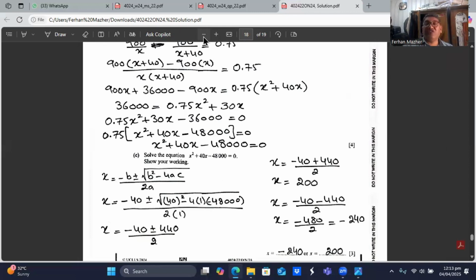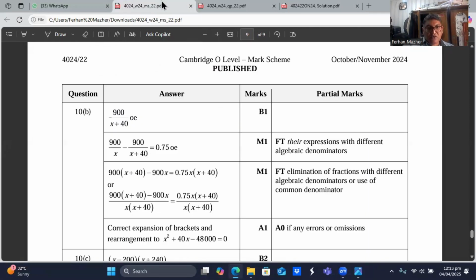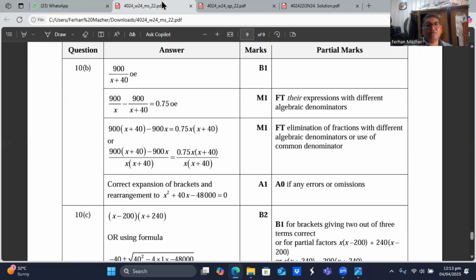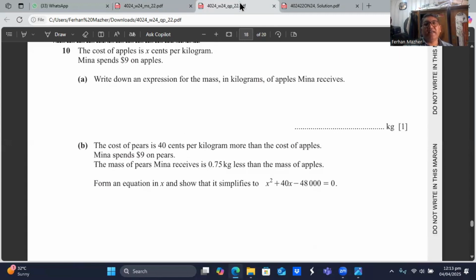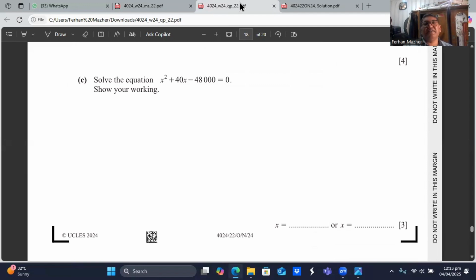And this is the shape of the equation which they ask us to make. Okay. So then their question is, after making this equation, the C part: solve the equation x squared plus 40x minus 48,000 equals 0. Show your working. So it's a 3 marks question.